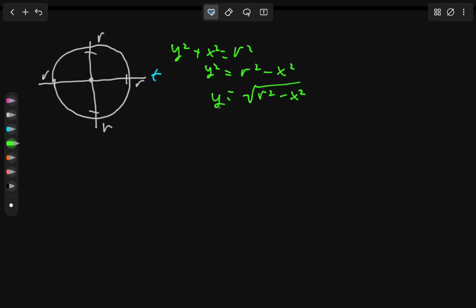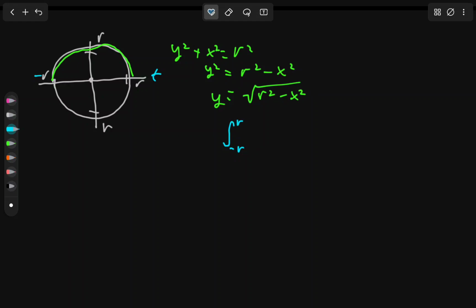So what this graph right here really represents is just this top portion of the circle. So is this going to give us the entire area of the circle? No. So what we're going to do is still integrate this function. So we're going to take the integral, and let's remember that our endpoints here are negative r and r. So we're going to be integrating from negative r to r.